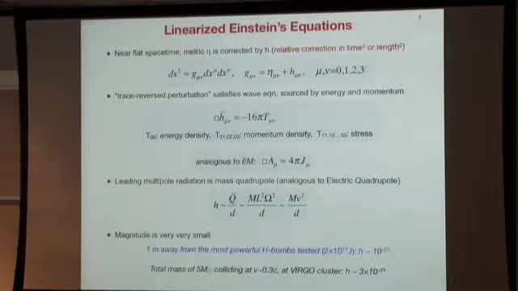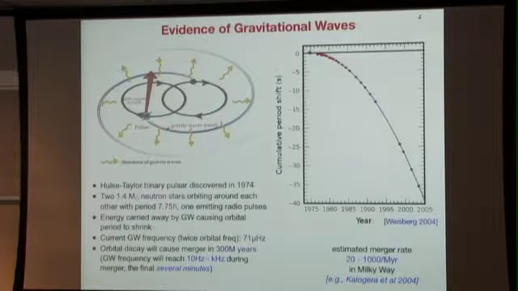As it turns out, our precision measurement technology these days is able to measure this kind of strain, this kind of h. So that kind of starts with the indirect evidence of gravitational waves. This has been mentioned by the previous talk. Basically, the indirect evidence of gravitational waves comes from this binary pulsar that was discovered in 1974.